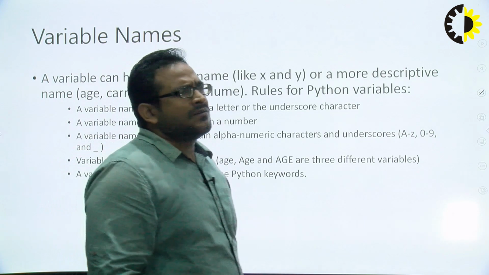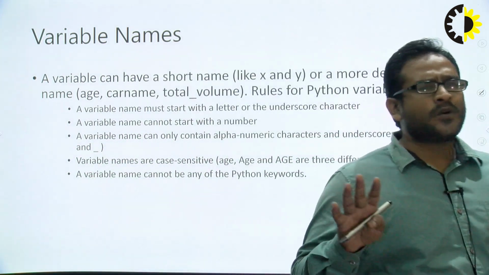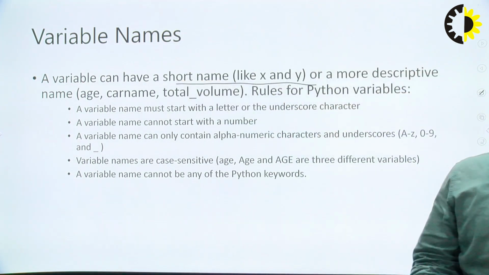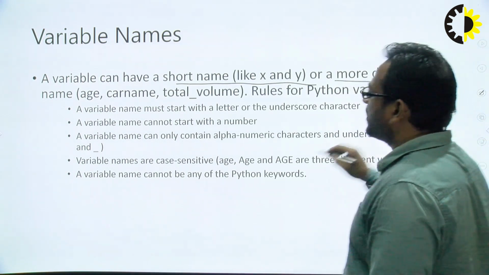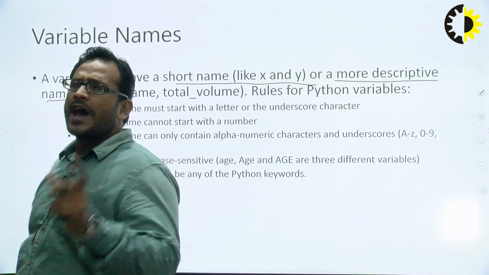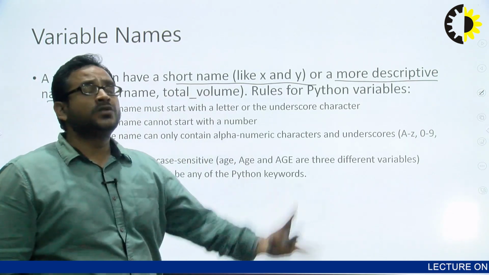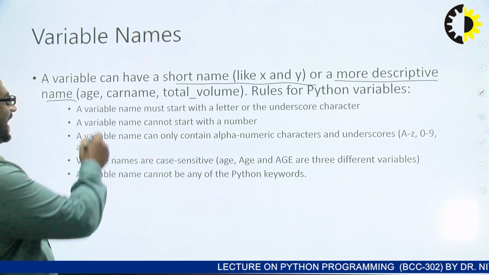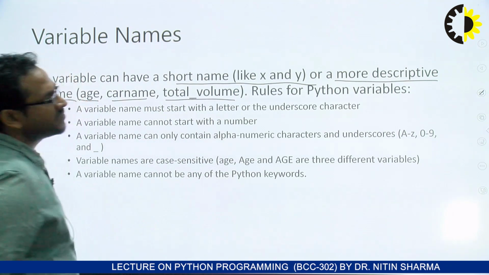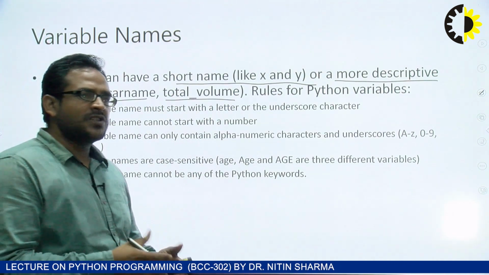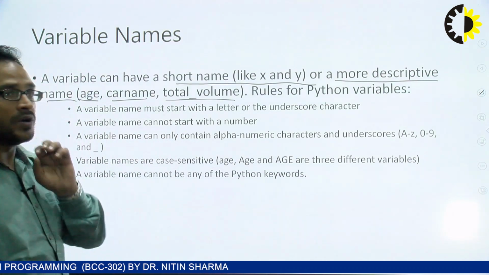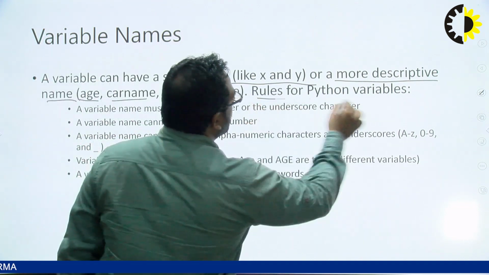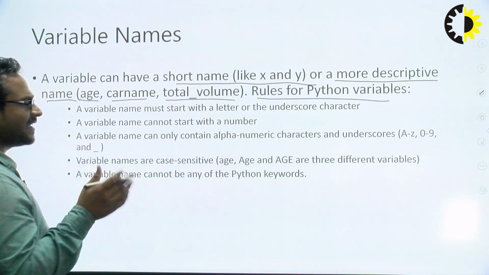Whenever you create a Python variable name, it is just like in the C programming language. A variable can have a short name like x and y, or abc, whatever you want to write, or a more descriptive name. A descriptive name tells us what kind of value is being stored and the purpose of that variable. For example, you can see age, car name, total volume. These are descriptive names. Okay. And the rules for Python variables are simple, like in other programming languages.